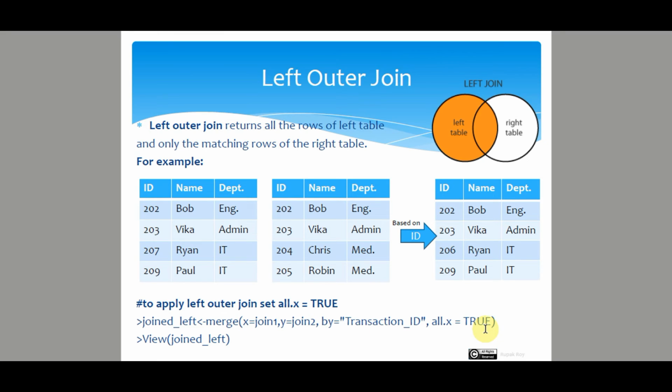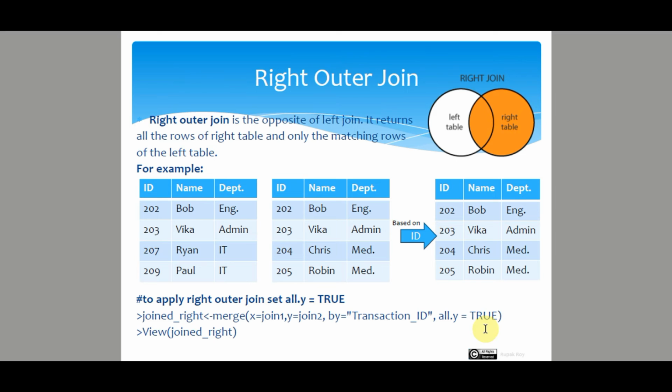That's it. Done. Right outer join is the opposite of left join. It returns all the rows of the right table and only the matching rows of the left table. For example, from the two tables, it will return all the rows from the right table, that is the second table, and only the matching rows based on ID from the first table. It is the vice versa of the left outer join. To apply right outer join, we need to set all.y is equal to TRUE instead of all.x.